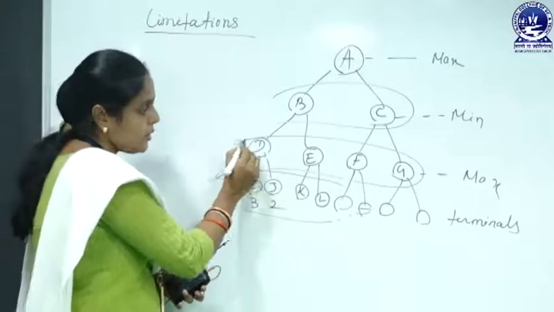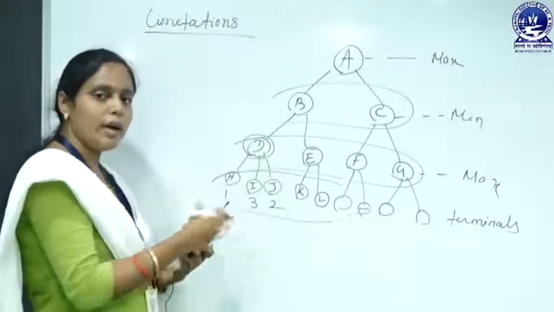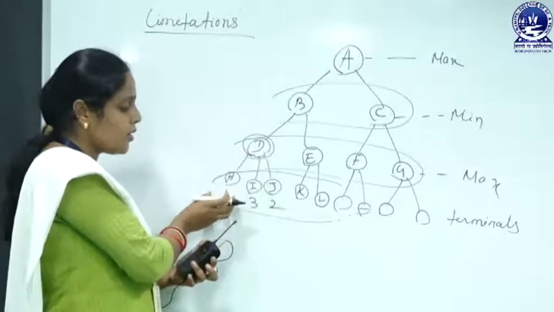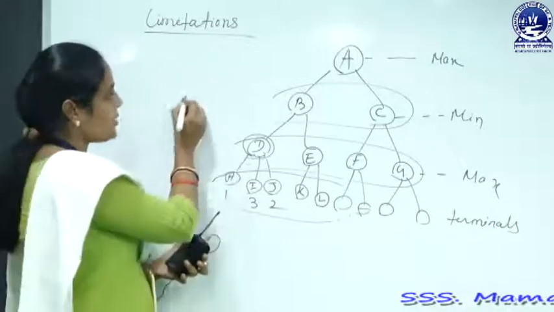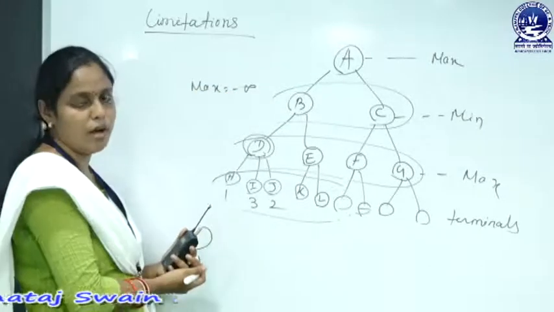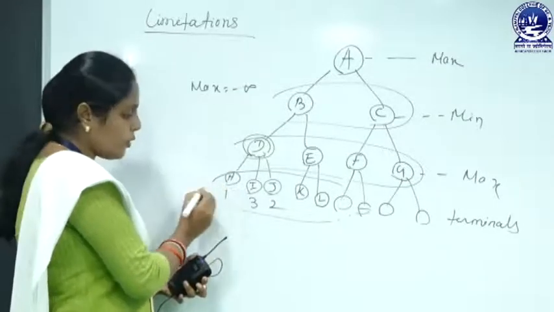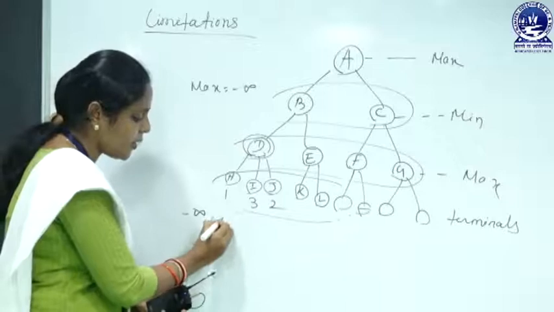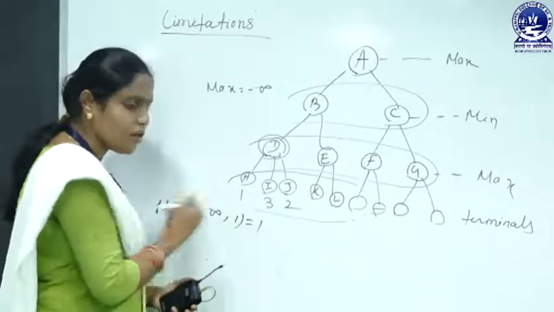Now for this node D, when we calculate the utility value, that means for node D we calculate the maximized value. For this we check this terminal value with the initial value of our maximizer. Here the initial value of our maximizer is minus infinity, which is the worst case value of our maximizer. Now we check this maximizer value with this node value, that means minus infinity and 1. Here we calculate the maximum value. Now from this the maximum value is 1.